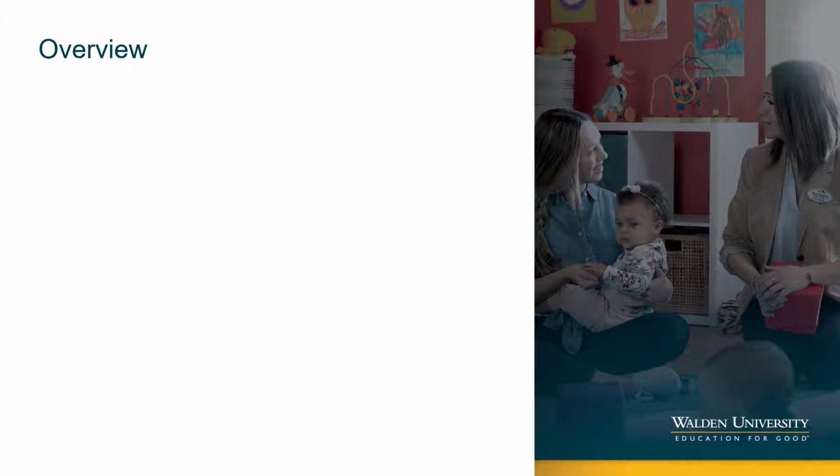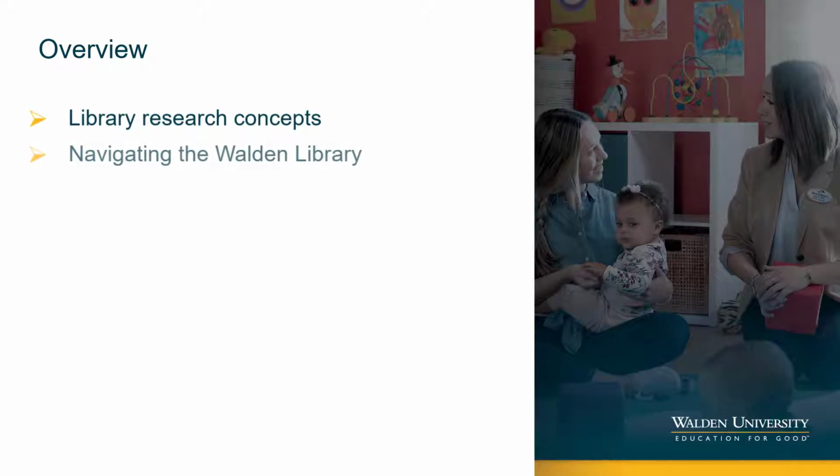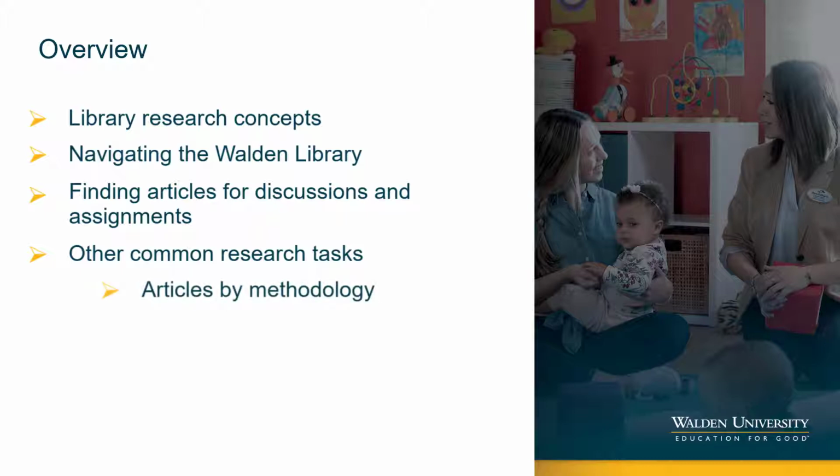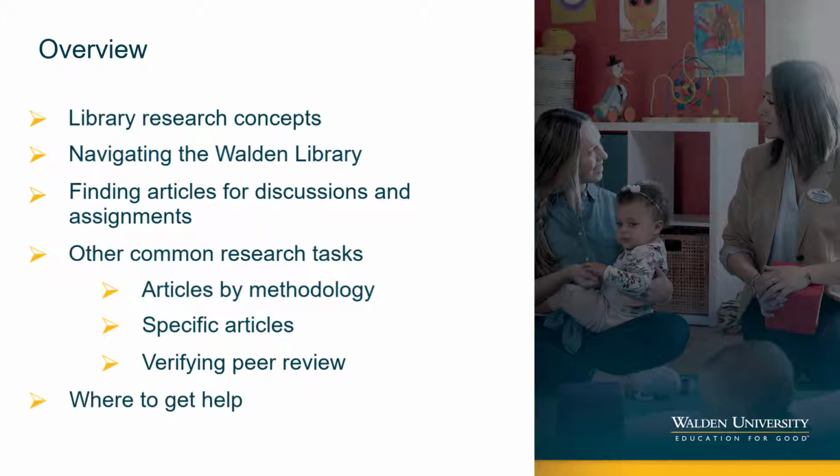Since we won't be able to cover everything the library has to offer, we'll be focusing on what you need to know to get started. First, we'll go through some important library research concepts you should be aware of. Then we'll cover some basics in navigating the Walden Library. Then we'll focus on finding articles for discussions and assignments, followed by other common research tasks you'll encounter in your first few courses, including finding articles by methodology, finding specific articles, and verifying a journal is peer-reviewed. And lastly, we'll wrap up with where to get help.